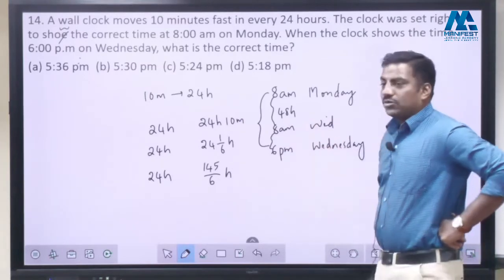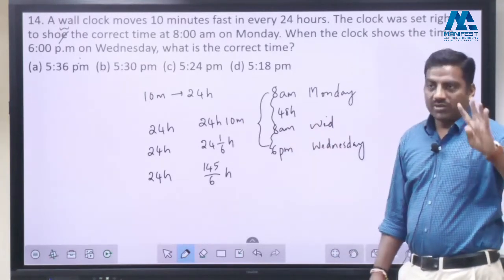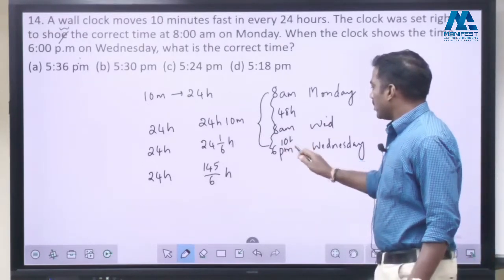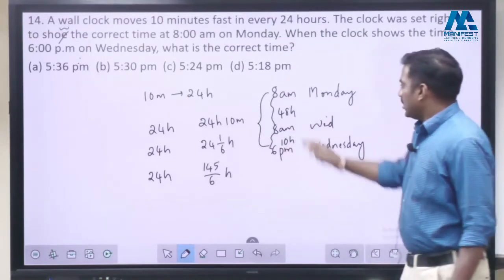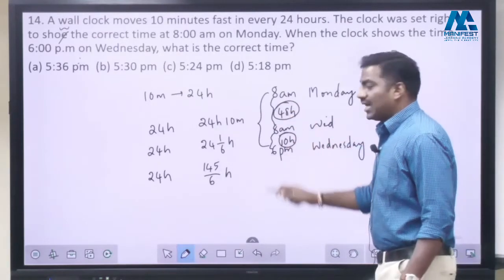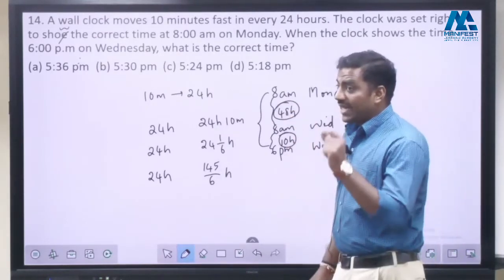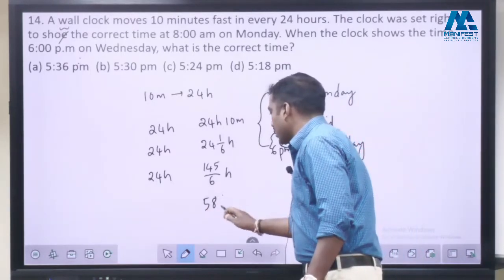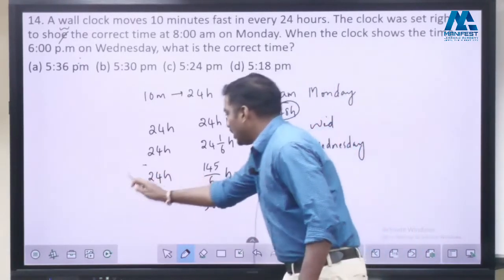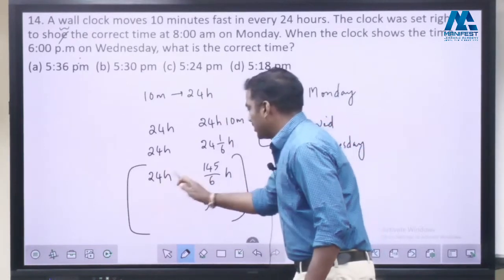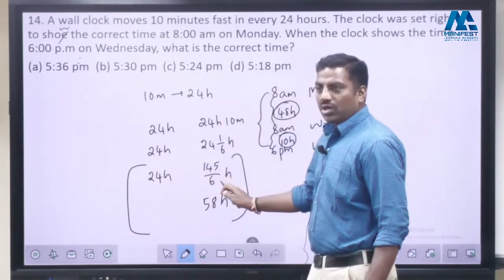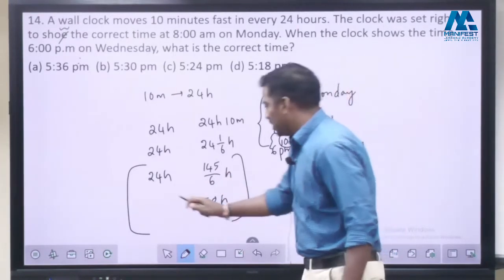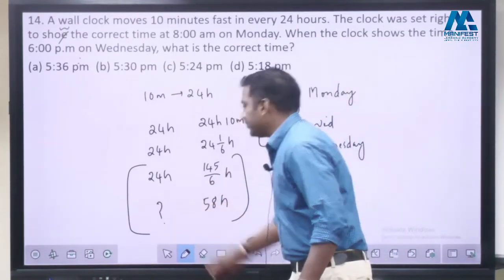From 8 a.m. to 6 p.m.: 8 to 12, 4 hours, right? 12 to 6, 6 hours. So totally 10 hours. This 48 and this 10, how many hours? Is it defective or right? So put it under defective. When the actual clock shows 24 hours, the defective clock would show 145 by 6. But when the defective clock is showing 58 hours, what is the right time?